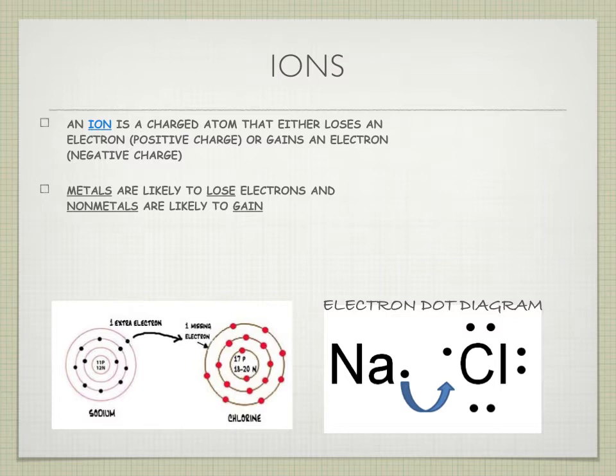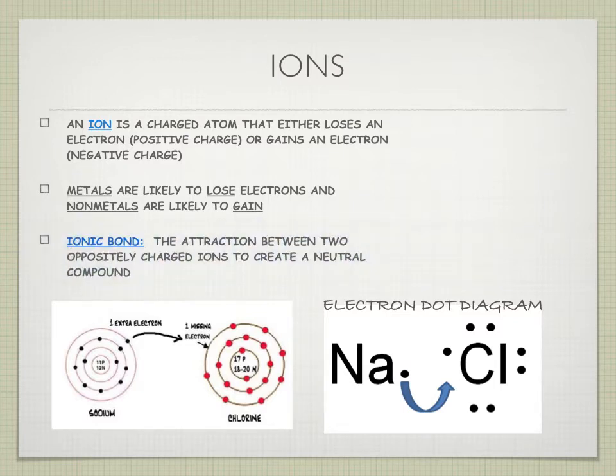The nonmetals are likely to gain. So the halogens, which is group 17, they have 7 valence electrons. It's easier for them to gain an electron instead of losing 7. So the nonmetals tend to gain where the metals tend to lose.